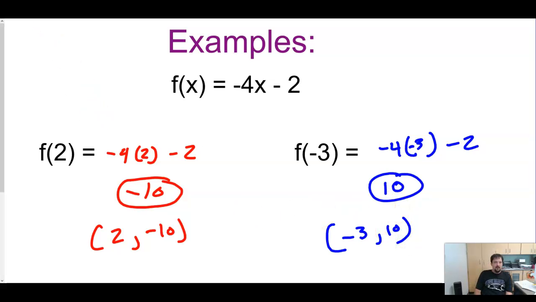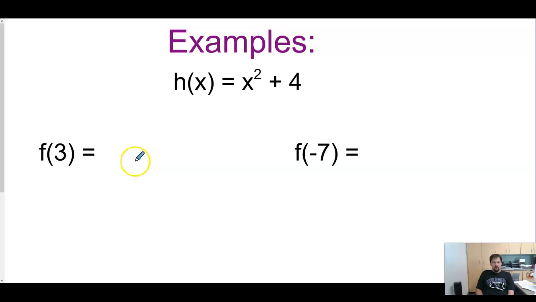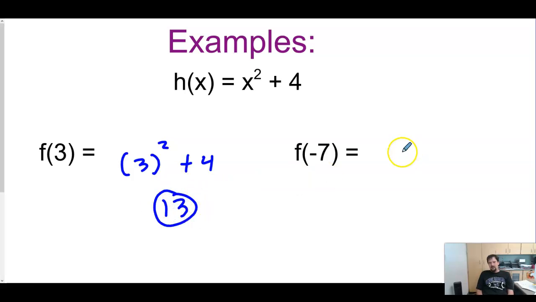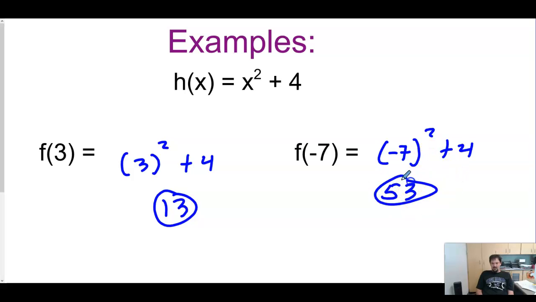There we go. Okay, x squared plus 4. So we're going to do 3 squared plus 4. 3 squared is 9. 9 plus 4 is 13. Now -7. Just plug it in where the x is. -7 squared plus 4. -7 squared is 49, plus 4 is 53. And there we have how we evaluate functions. So go ahead and start your assignment, and please let me know if you have any questions.